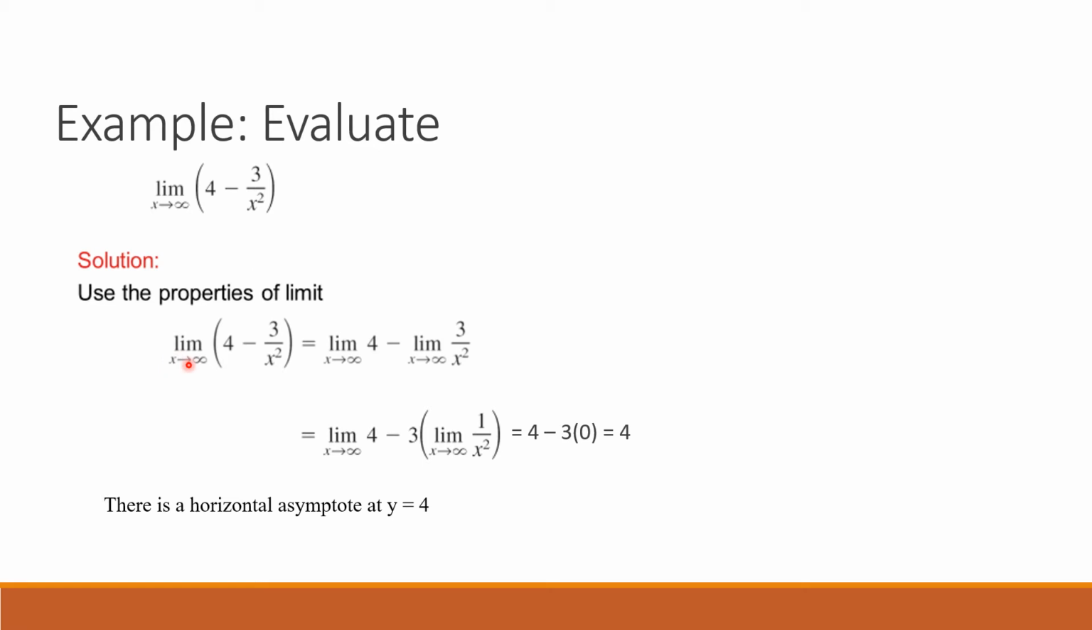Alright, you know the properties of the limit, you can distribute it to the terms. So it's going to be the limit as x approaches infinity of 4, this is a constant so it's going to be 4, minus the limit as x approaches infinity of 3 over x squared. 3 over infinity is going to be 0. You know the rules, 1 over x to the power r is 0. So here it is, 4 minus 3 times 0, so it's 4. So there is a horizontal asymptote at y equals 4, or the limit as x approaches plus infinity equals 4.